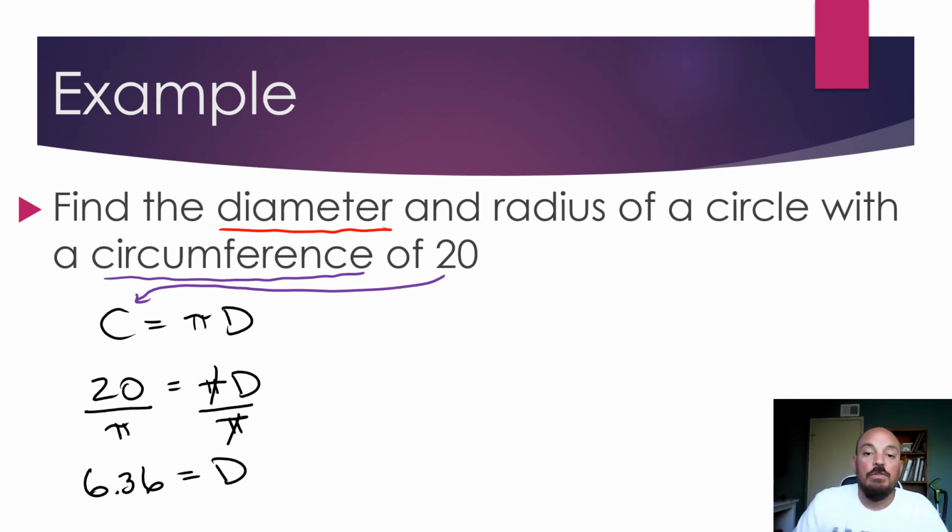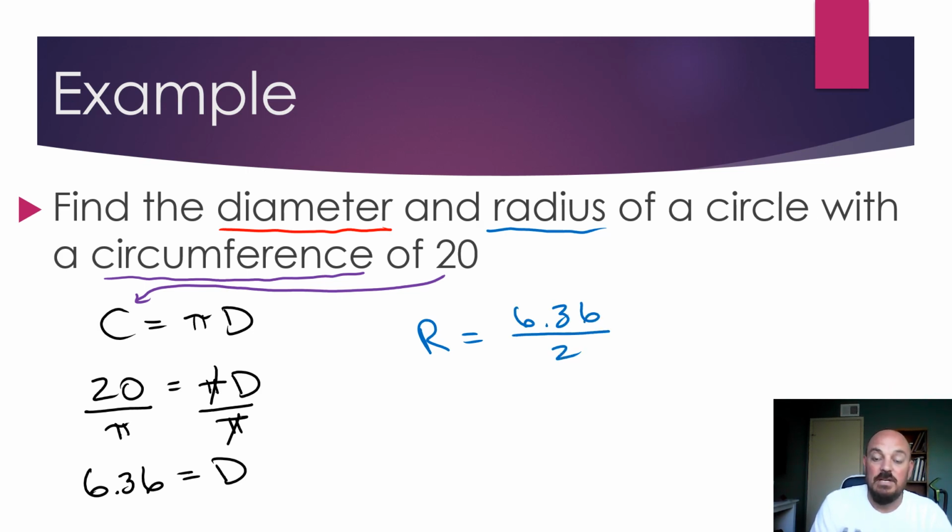Okay, now, for part 2 of this question, I asked you to find the radius. Now, what I could do is start over, do C equals 2 pi r, work the question the same way, but there's an easier way to do it. If I already found the diameter, I already know the radius is exactly half the diameter. So to find the radius, r, all I have to do is take my answer from before, 6.36, and divide it by 2. So the diameter is twice the radius, or the radius is half the diameter, depending on how you're thinking about it. So last answer for this question, the radius would be 3.18.